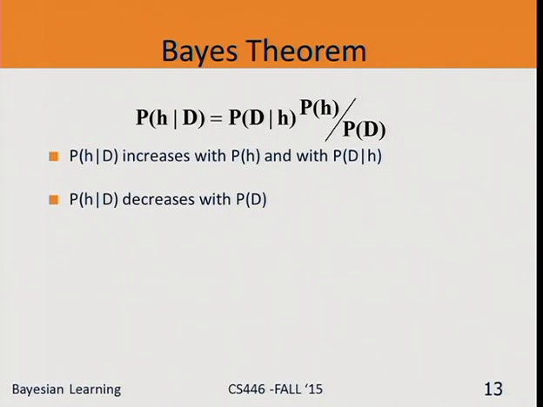And to make sure that it makes sense, notice that, as you expect, P of H given D goes up with P of H. So if P of H, just the prior, is higher, P of H given D is going to be higher. Makes sense, right? And of course, it goes up with P of D given H. If the data is more likely given this hypothesis, the hypothesis is more likely. And it also goes down with P of D. Why does it make sense that it goes down with P of D?